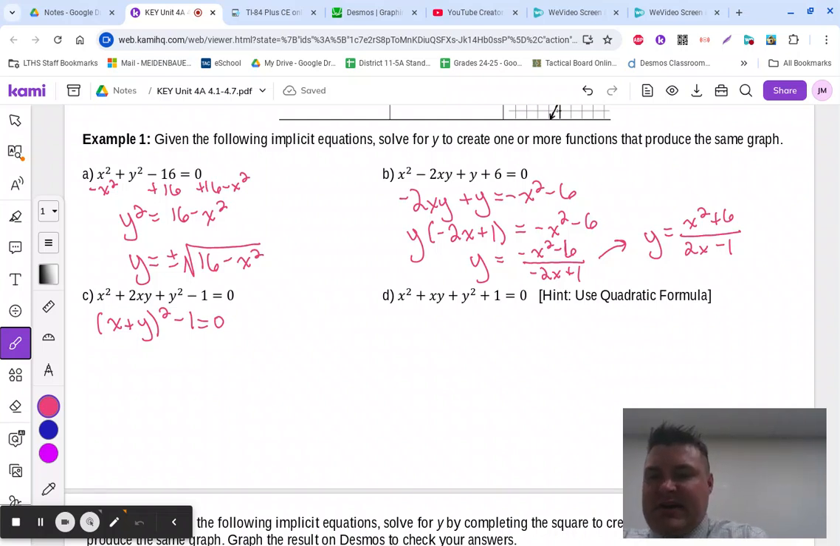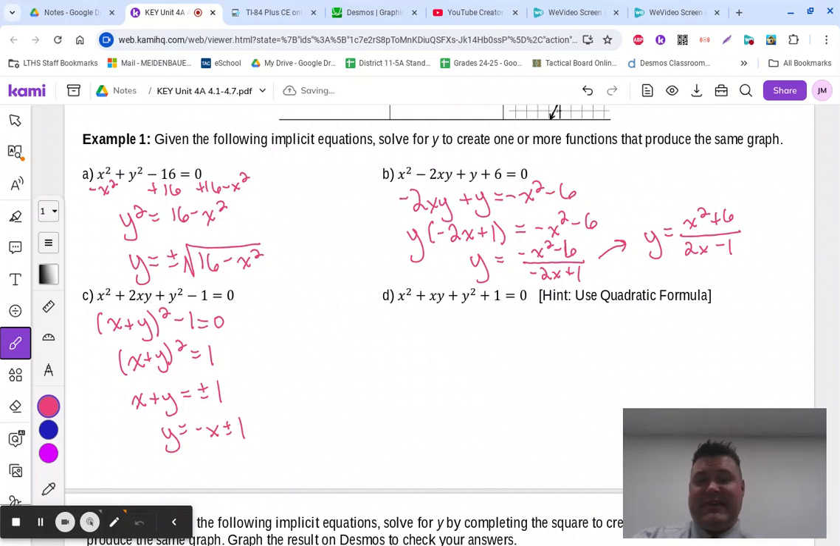So we're going to add 1 to the other side, and then square root both sides. Again, that's going to give us a positive and a negative 1, because you square root 1, you just get 1. And then solve for y here. We're going to get y equals negative x plus or minus 1. That means that this equation was actually two parallel lines. How neat.